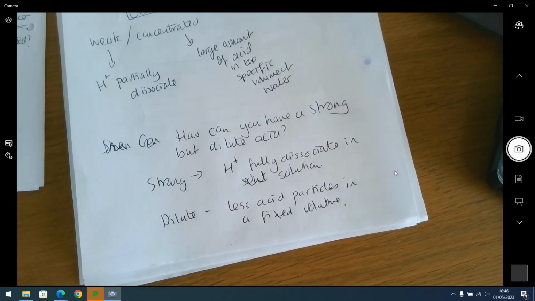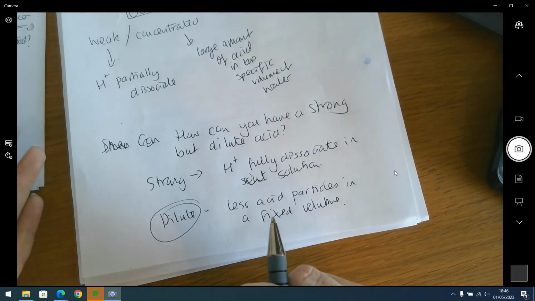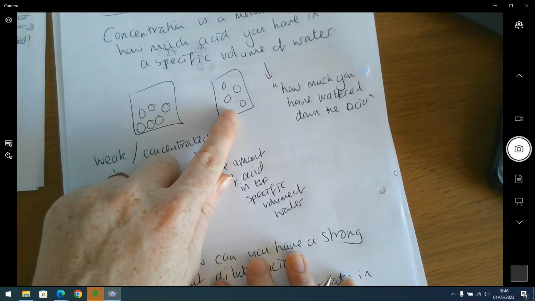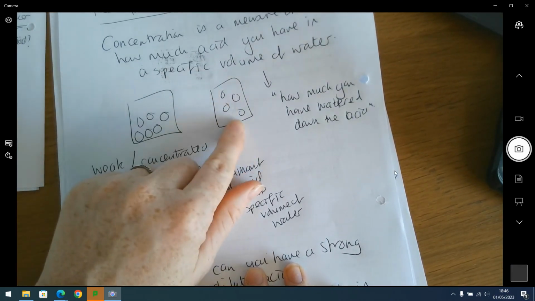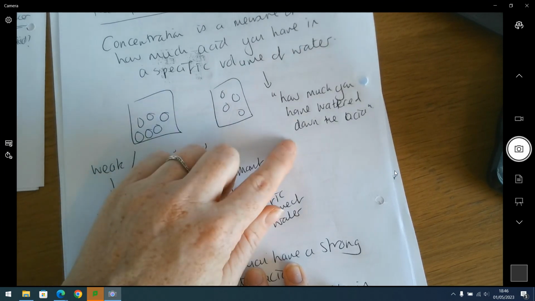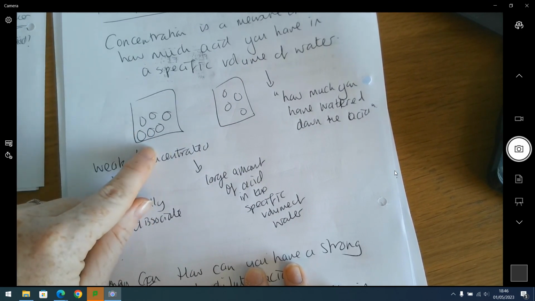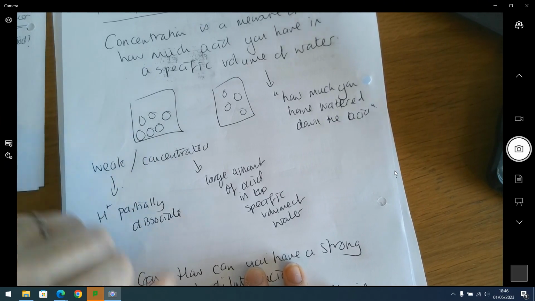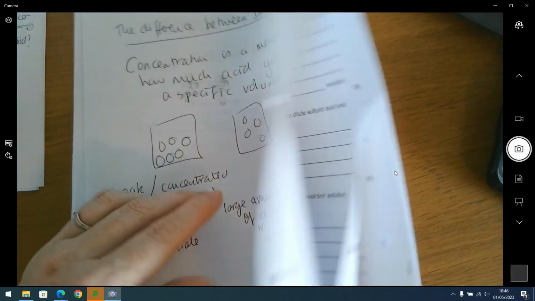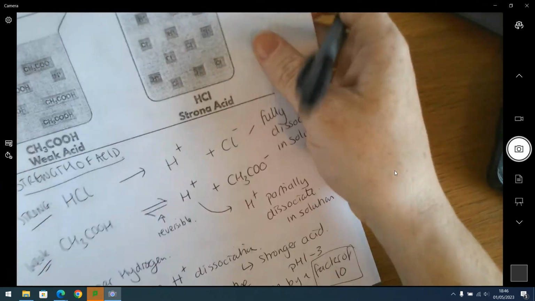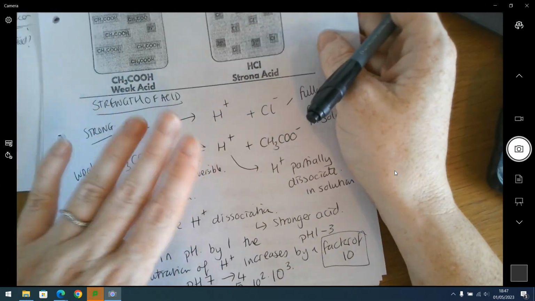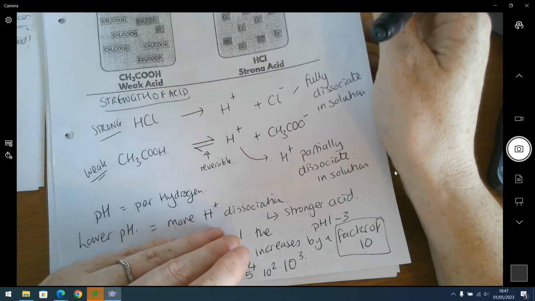So essentially the examiner is trying to unpick with you, do you know what strong and weak acid are? Strong means hydrogen ions fully dissociate, whereas weak would mean that hydrogen ions only partially dissociate. And then it's about knowing what dilute and concentrated means. So this would be my dilute solution. So in other words, I have got less acid particles in my volume of water, which is how much I've watered it down by. Whereas concentrated would mean I've got a large number of acid particles in my fixed volume of water. So make sure you know what strong and weak acids actually mean. I do think it's one that will come up. It's definitely something I think is going to be part of the chemistry paper 1.